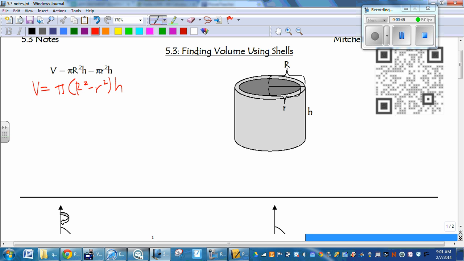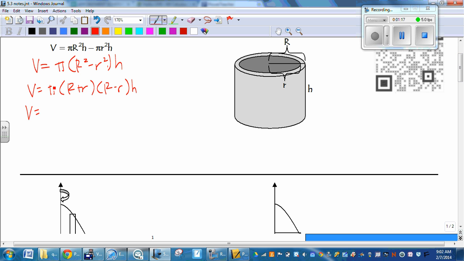And I wouldn't expect you to be able to do this part or come up with this, and you don't have to. It's just showing you the transformation from this formula to the one that we're going to use for shells. So first thing we would do is factor the difference of two squares here. We have pi times big R plus little r times big R minus little r, which I'm sure you could all do on your own. But this next step, you wouldn't necessarily think to do it.